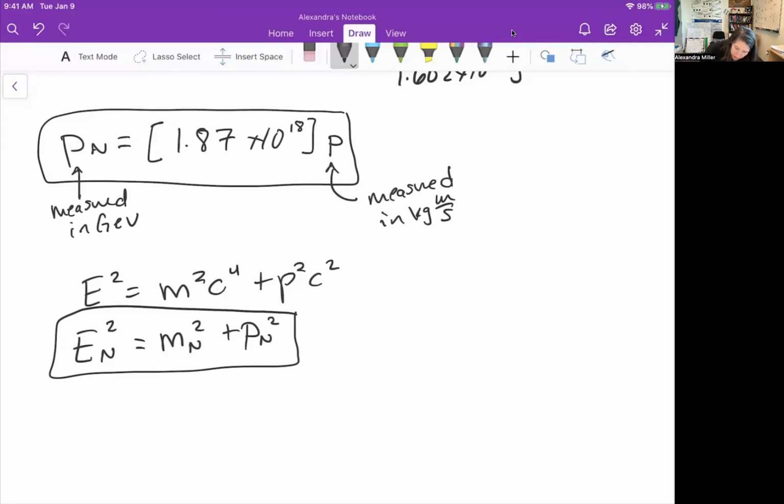This equation looks the same as the last one. And what we'll usually do, again, I'm writing the sub n for the purposes of this video, but in real life, no one ever does that. They just say E squared equals m squared plus p squared.